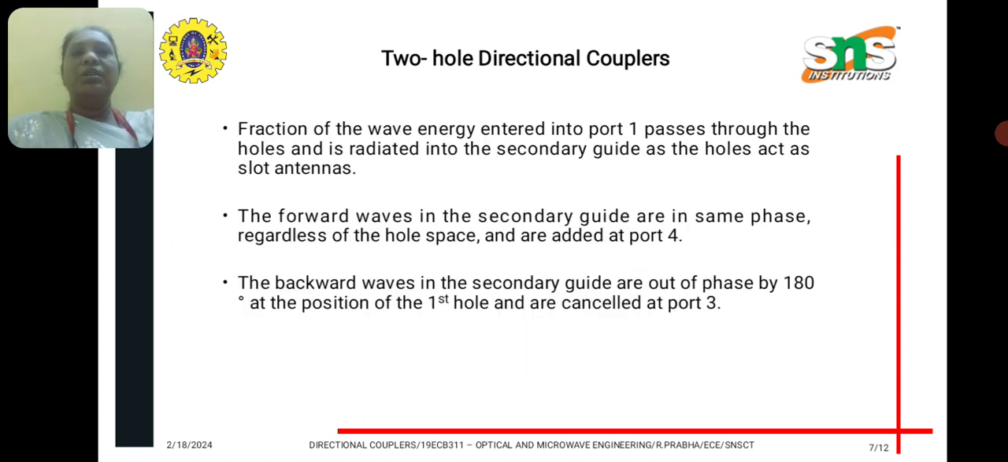In the 2-hole directional coupler, a fraction of wave energy entered into port 1 passes through the holes and is radiated into the secondary waveguide, as the holes act as slot antennas. The forward waves in the secondary waveguide are in the same phase regardless of the holes' phase and are added at port 4. The backward waves in the secondary waveguide are out of phase by 180 degrees at the position of the first hole, so they are cancelled at port 3.